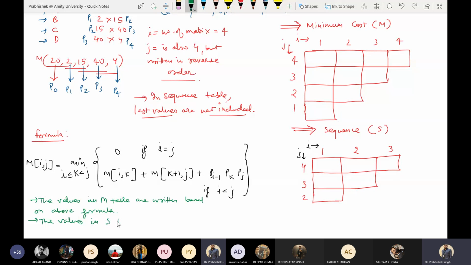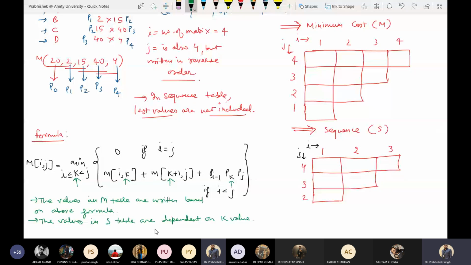in the S table. Now I am talking about the sequence table. The values in the S table are dependent on the K value. Understand this point? K value पे dependent है आपकी S. Okay, जो S table, it is dependent on K. What is this K? This is K. On this K value, आपका S table is dependent.